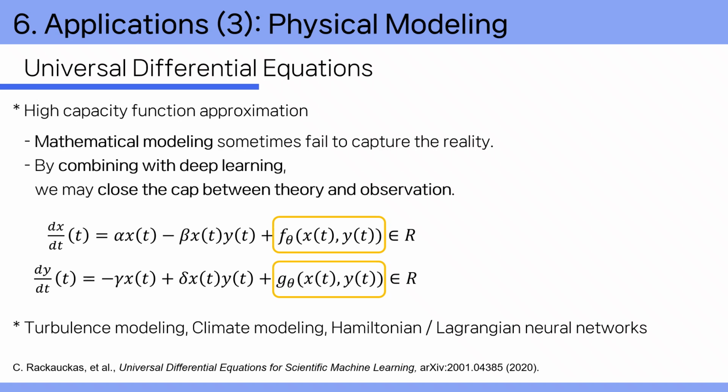There are many applications of this approach, including turbulence modeling, climate modeling for the ocean, Hamiltonian neural networks, Lagrangian neural networks. This synergy between differential equations and neural networks gives us the best of both worlds, interpretability from theory and flexibility from deep learning.